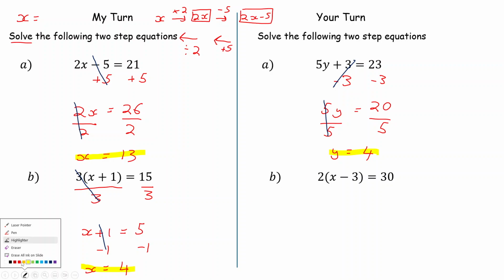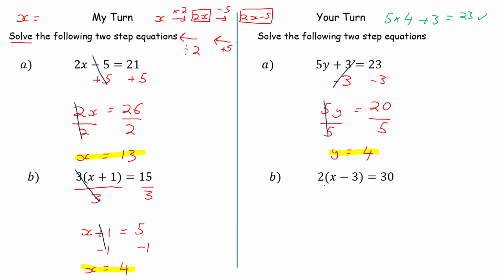And we can, of course, check our solution by putting it back into the equation. We've got 5 times your y value, which is 4, plus 3, hopefully equals 23. 5 by 4 is 20, add 3 indeed is 23. So that's a good solution, correct. The second question, let's have a look.